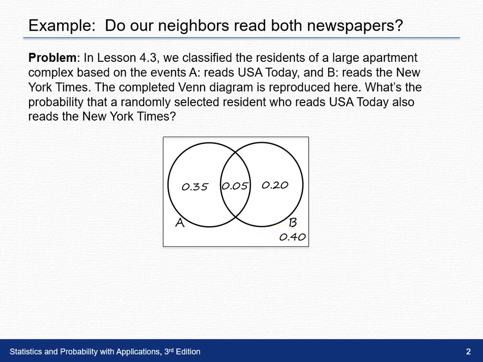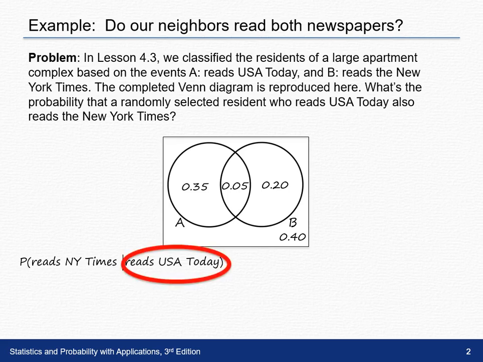When I read this, we're asked for a probability that a randomly selected resident who reads USA Today. So when I read the words who reads USA Today, that reminds me of a conditional probability. So I'm looking at somebody who reads New York Times given they read USA Today. So again, when I think of this conditional probability, I want to say, well, where do I want to restrict myself? I want to restrict myself to those who read USA Today.